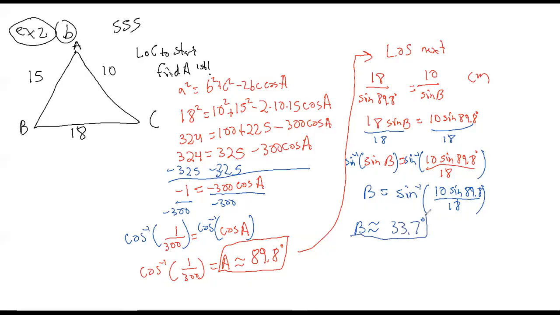Degrees. And then we can find the third angle by doing 180 minus the others. So angle C, or gamma, would be 180 degrees minus the 89.8 degrees minus the 33.7 degrees, which makes angle C, what's that, 90.2 minus 33.7, that's 56.5 degrees. So we were given 3 sides, and now we have our 3 angles, and that's all we have to do.